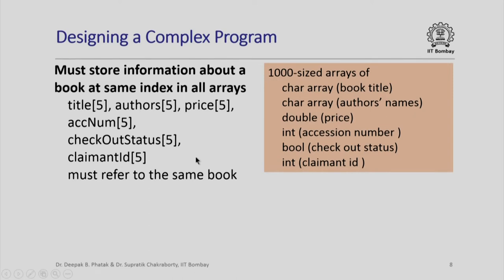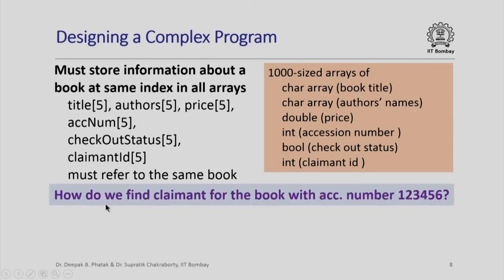So, one way to do this might be to say that let us store the information about a book at the same index in all the arrays. So, the 5th element, or in this case it is actually the 6th element, since each array is going to start its index from 0, the 6th element of all of the arrays, title, authors, price, accession number, checkout status and claimant ID, must refer to the same book. They must basically give different kinds of information about the same book. So, this might be one way that we can correlate information stored in these different arrays for the same book.